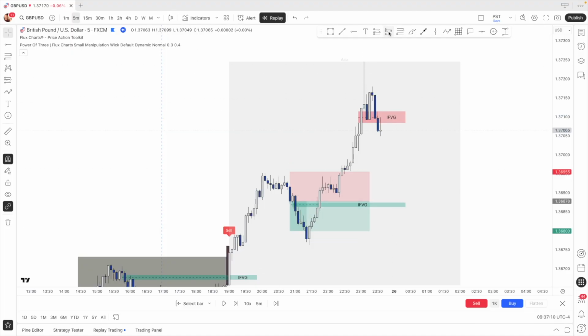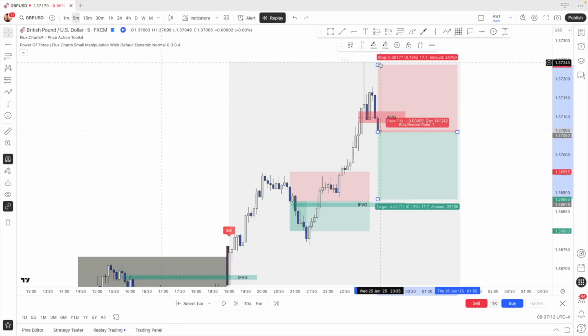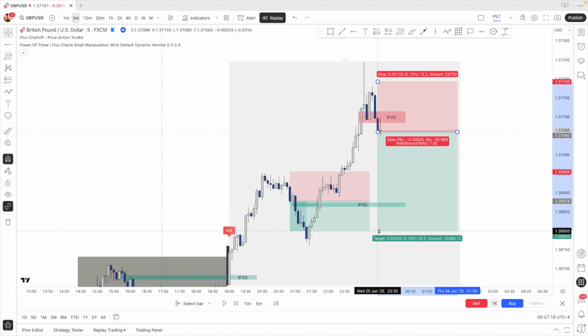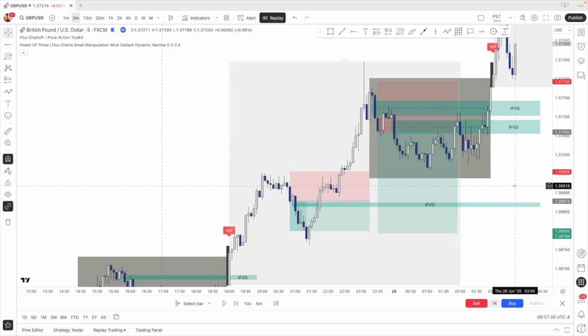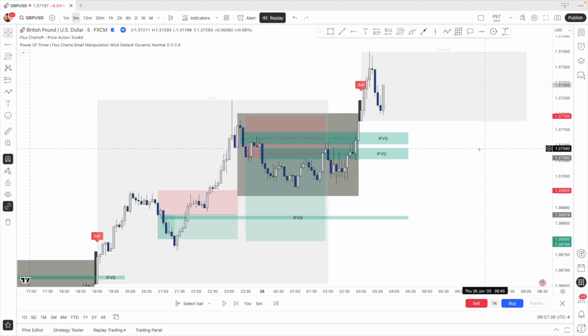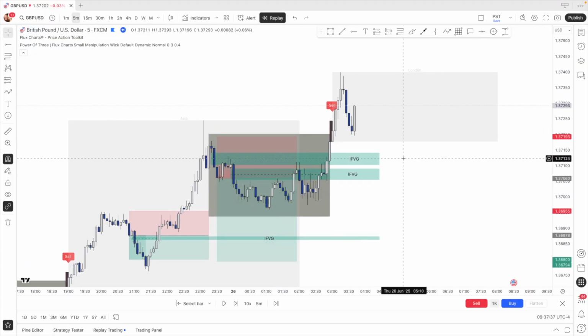There we go. So there's your entry. Stops above this high right over here. And you can target a fixed 1 or 2 risk to reward. Remember, break even at 1 to 1. And we have another stop out there. So this was not a good day at all for Asia session.